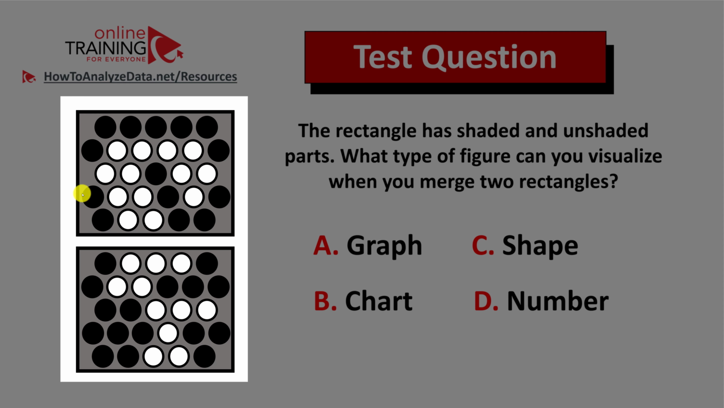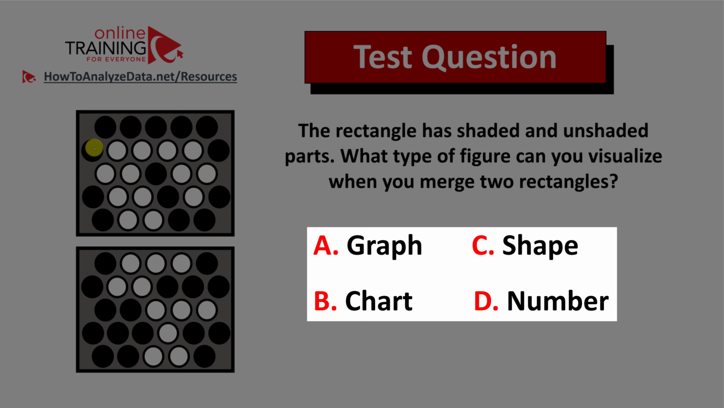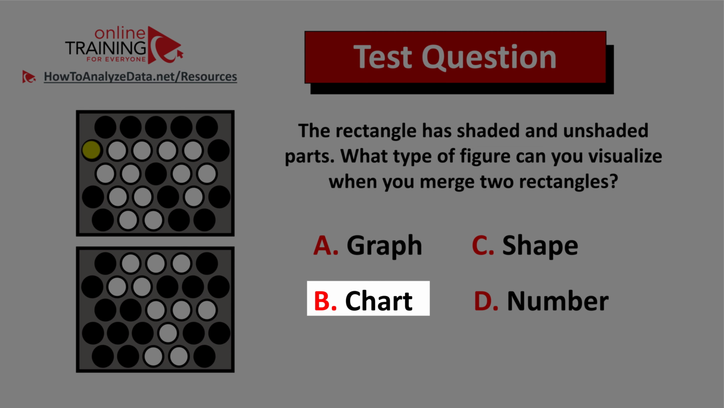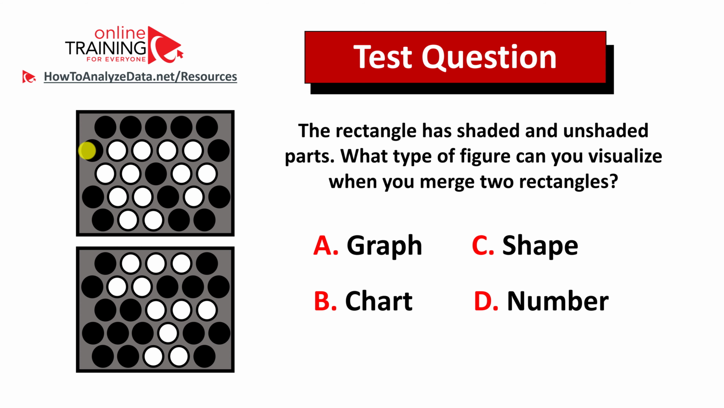You have 2 rectangles on the left. They have shaded and unshaded parts, represented by white circles and black circles. And you have 4 possible choices. Choice A, graph. Choice B, chart. Choice C, shape. And choice D, number. Do you think you know the answer? Let's continue. Please give yourself 10 to 15 seconds to see if you can come up with the solution on your own.